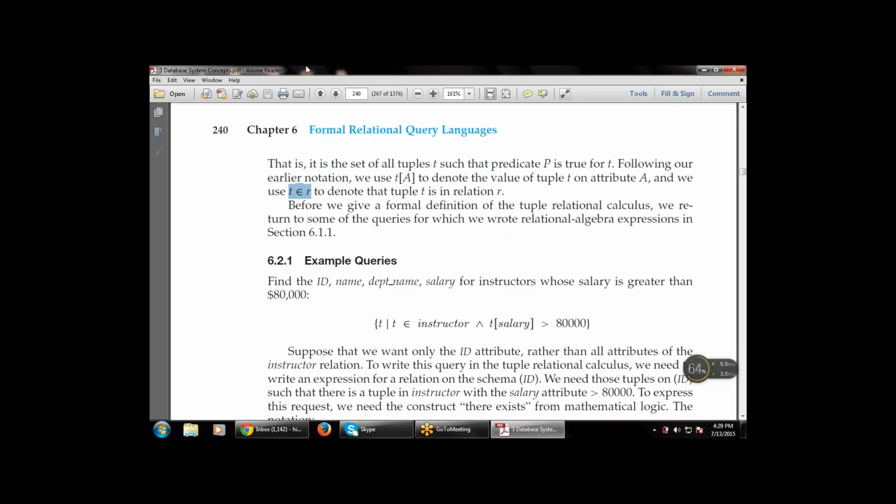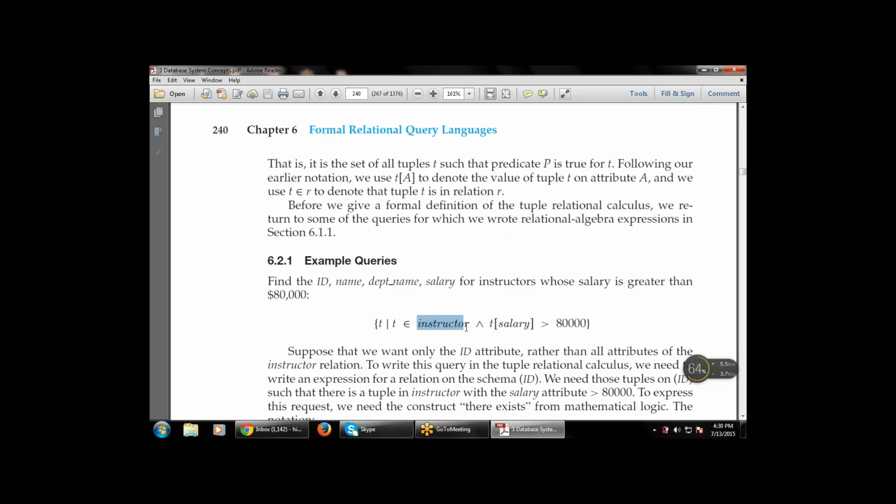This is denoted by {t | t ∈ instructor ∧ t[salary] > 80000}. Here t is a tuple, ranging over all tuples. The condition t ∈ instructor means the row belongs to the instructor table, and the AND condition is that t[salary], the salary of the tuple, is greater than 80,000.